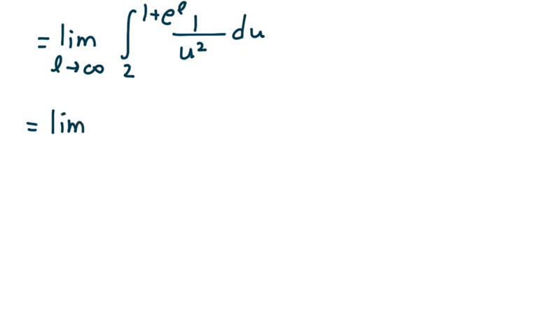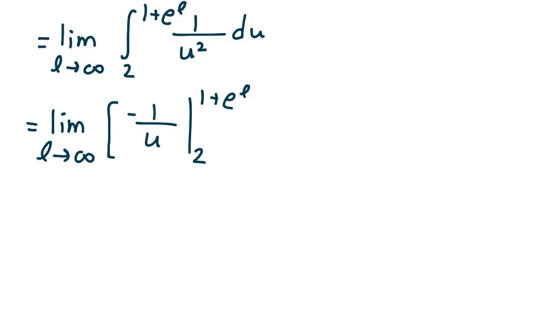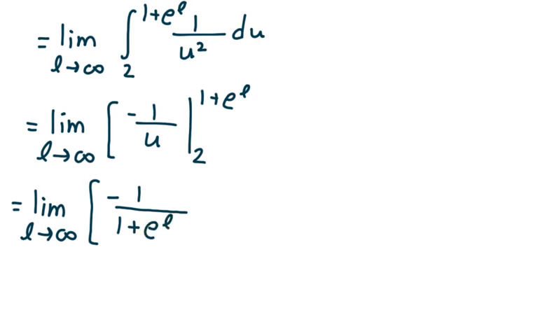So this is the limit as L goes to infinity of... I get negative 1 over u evaluated from 2 to 1 plus e to the L. Now I get negative 1 over 1 plus e to the L, so I replace u with 1 plus e to the L. I subtract, replacing u with 2, I'm subtracting negative 1/2, like this.